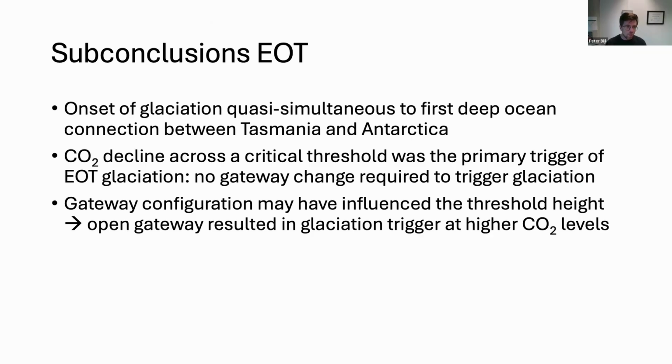However, this idea of having a threshold of Antarctic glaciation means that there are all kinds of other boundary conditions that set this threshold, making it higher or lower depending on the local geographic or climatic background conditions. And I think that is what the gateways might have done during EOT.